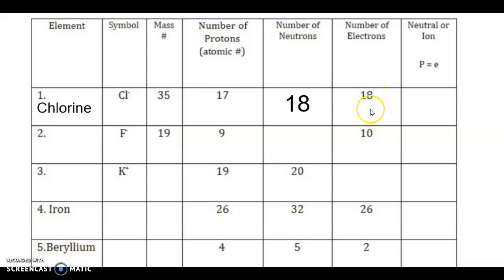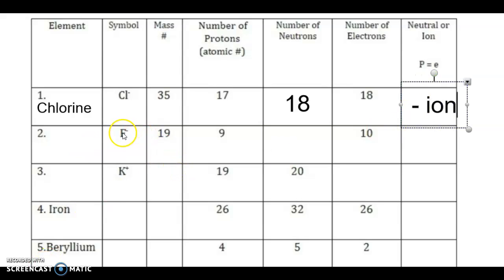And the reason this right here is also 18 electrons is because we have Cl-. So that means 17 protons, 18 electrons. We have more negatives than positives, so we have Cl-. We have a negative ion. So we just say this is negative ion.